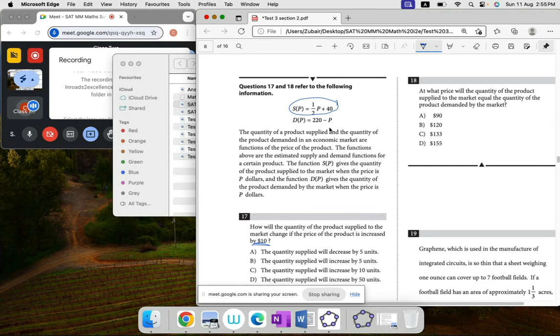Increased by 10. So whatever the price was, let's say the price was 0, so supply was 40. So if it is 10 now, it would be 45. The quantity supplied will increase by 5 units. So yes, increase. Why am I marking it for decrease? This is 40 to 45. It's B.